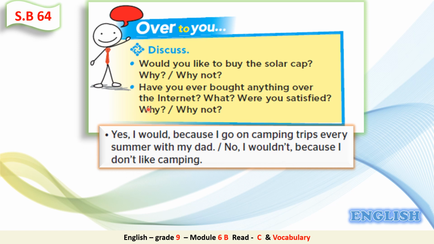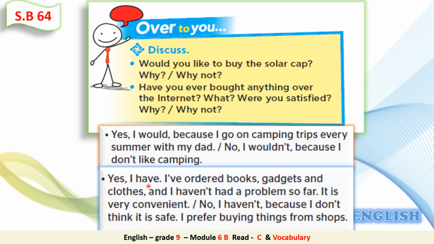Now, let's move to the second question. Have you ever bought anything over the internet? Were you satisfied? Why or why not? Now pause the video and try to think of answers for these questions. Go ahead. Okay, now let's have a look at these suggested answers. Yes, I have. I've ordered books, gadgets, and clothes, and I haven't had a problem so far. It is very convenient. You can also say, no, I haven't, because I don't think it is safe. I prefer buying things from the shops. Well done, students.